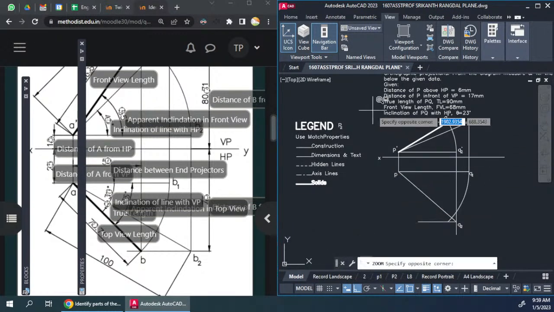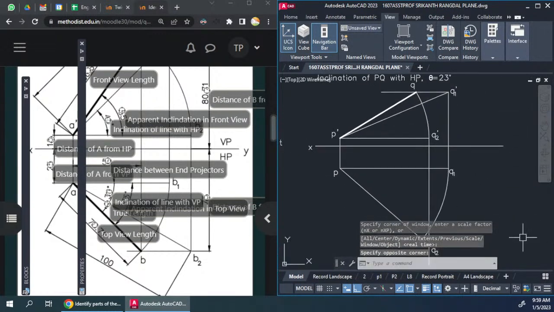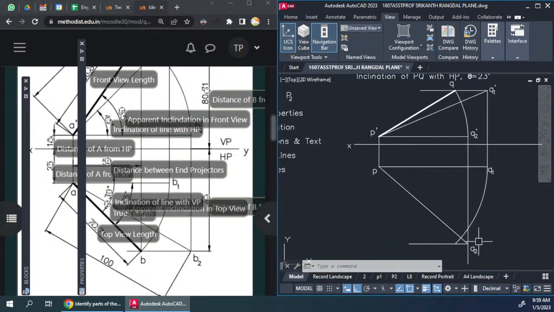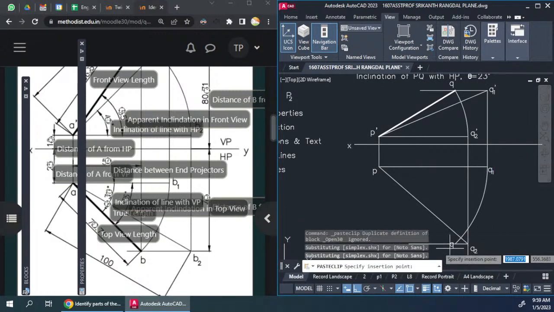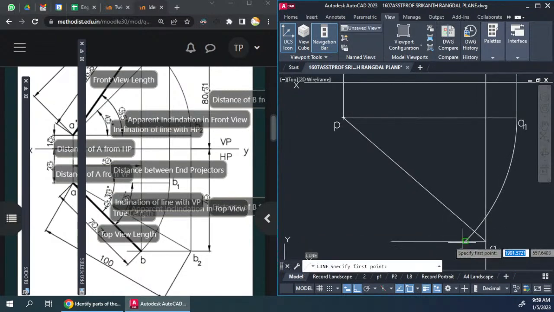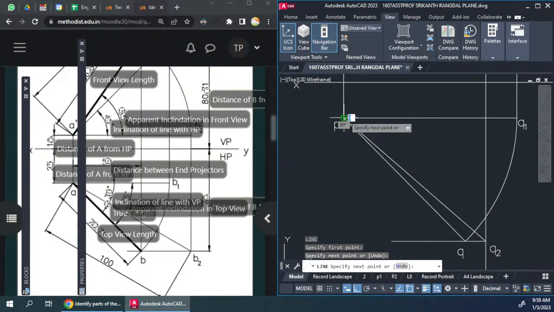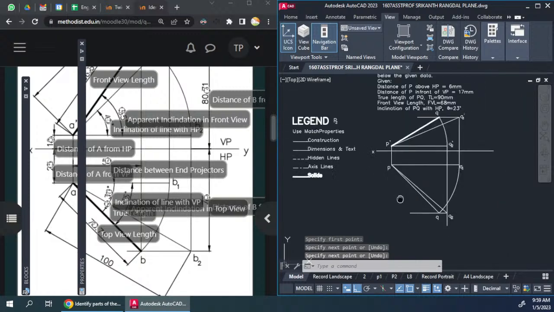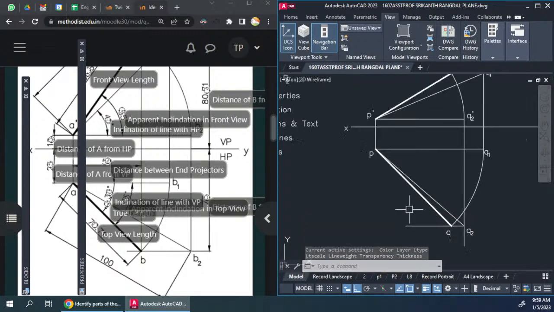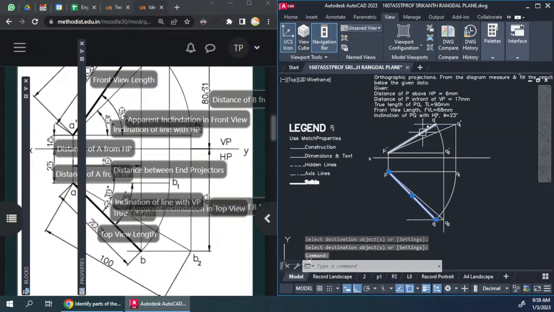Let's keep this aside, and this point is going to be Q. This point we have to touch it here, and this has to be dark. So let's match the properties of solid over to this. So this is our final top view, and this is our final front view.